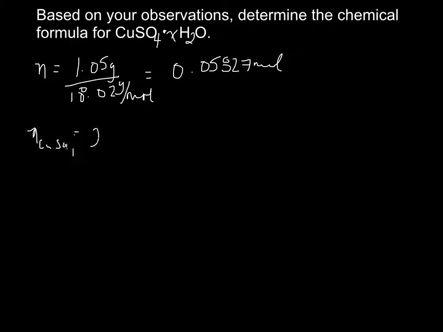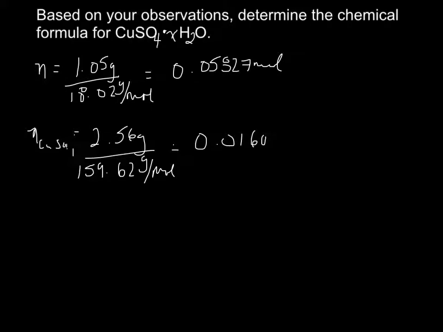and our amount of copper sulfate is 2.56 grams divided by the molar mass of copper sulfate, which would be 159.62 grams per mole. Gives a total of 0.01604 mole. You'll notice that both times I've written 4 significant digits.